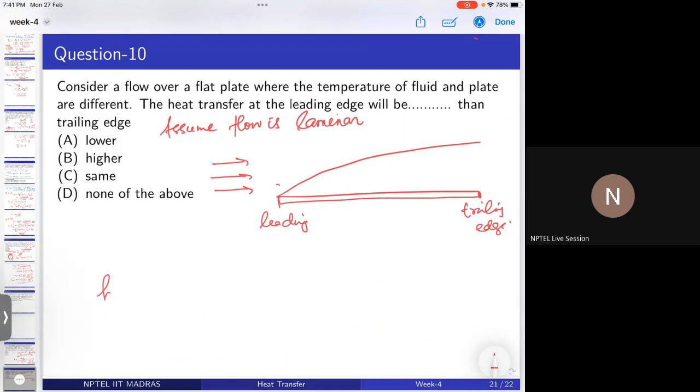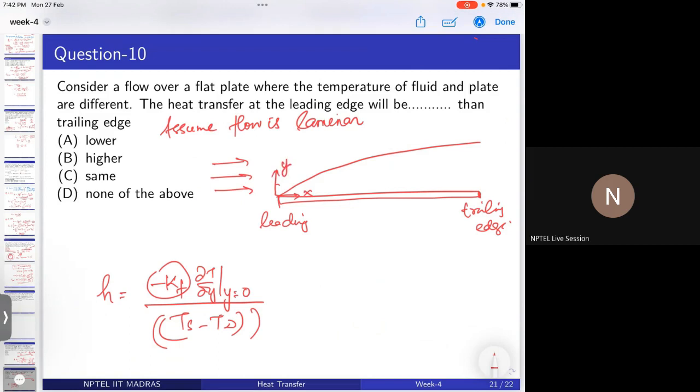What is our expression? h is equal to minus kf dT by dy at y equal to 0, divided by (Ts minus T infinity). So kf is the same, and Ts minus T infinity is also constant. So h depends on what? The temperature gradient at y equal to 0, if this is x and y. Am I right? Yes, you are right, but we are talking only within the boundary layer. I am talking about the boundary layer only.